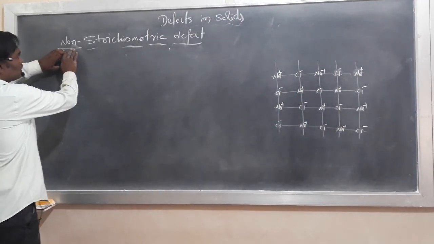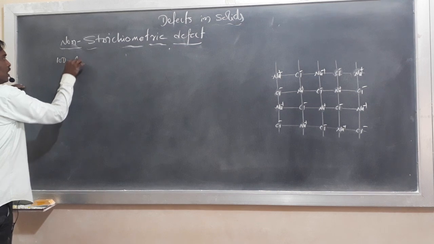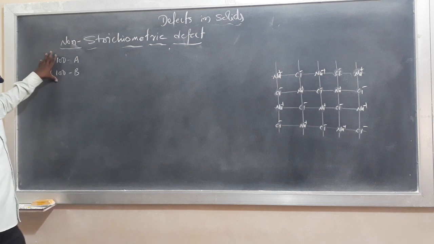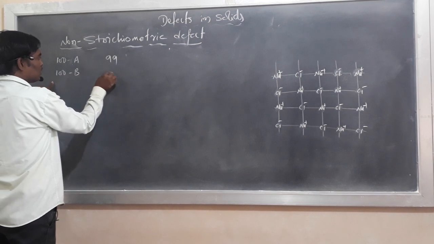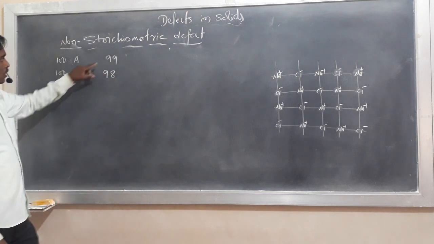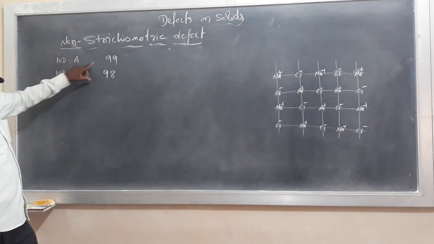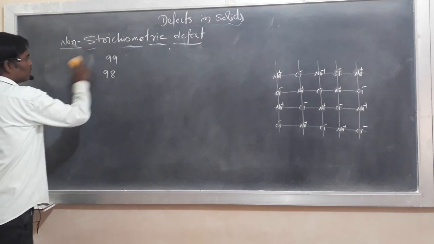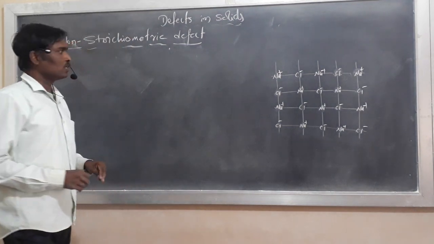As I told you students, in non-stoichiometric defects, suppose a crystal is made up of 100 particles of A and 100 particles of B. If a defect is found in that crystal and the constituent particles, A are 99 and B are 98, then the stoichiometric ratio of A and B is not the same. Such defects we call non-stoichiometric defects. There is the definition of non-stoichiometric defects.